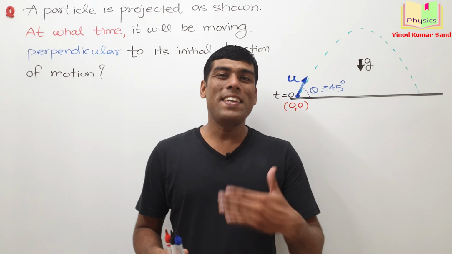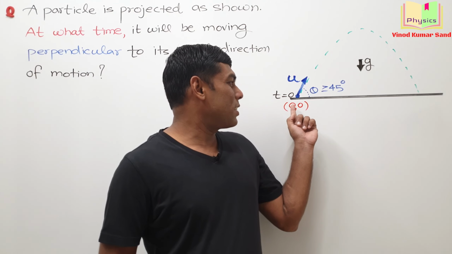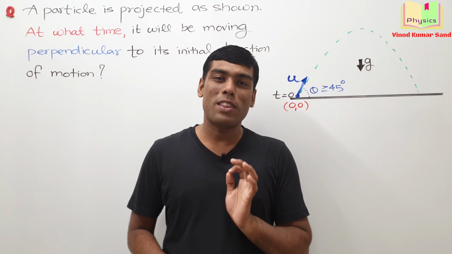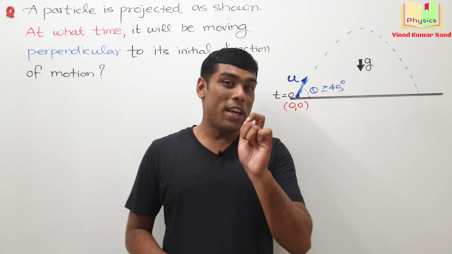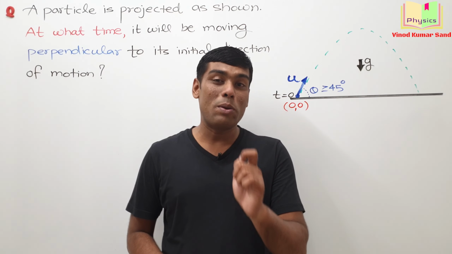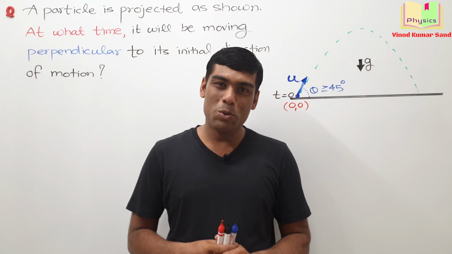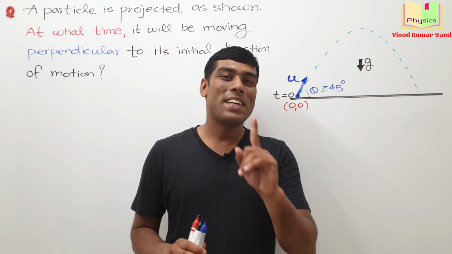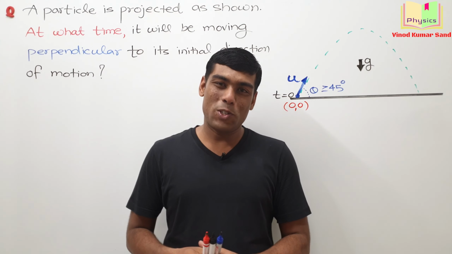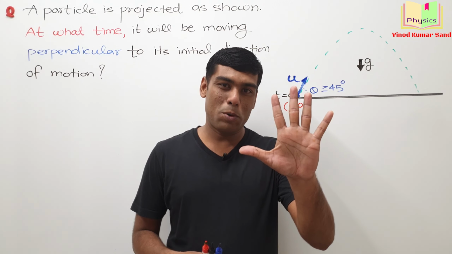Hello everyone, here we have a brilliant question. A particle is projected from the origin with the speed u, making an angle theta with the horizontal. We have to find the moment of time when the particle will be moving perpendicular to its initial direction of motion. Got the question? If you wish, you may pause the video and give it a try and then match your answers. I'll be solving this question with 5 different approaches.